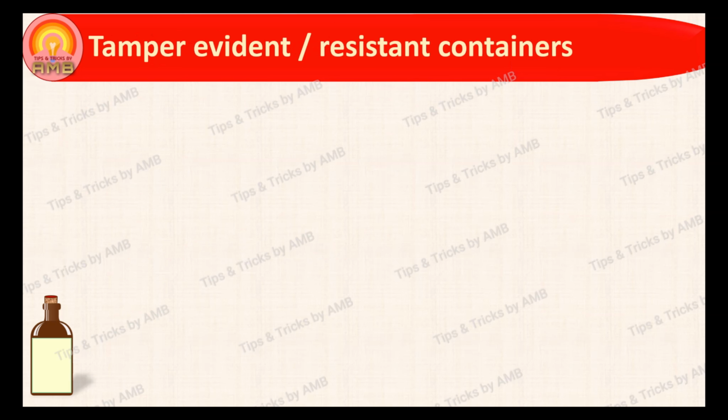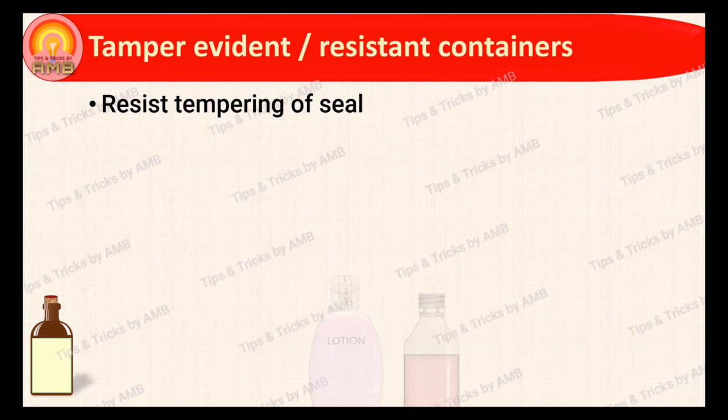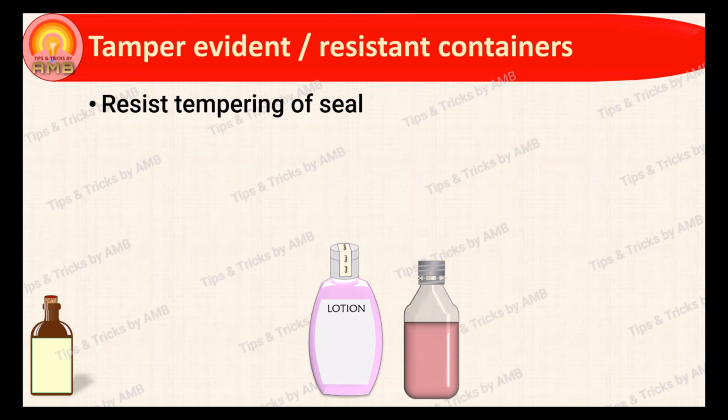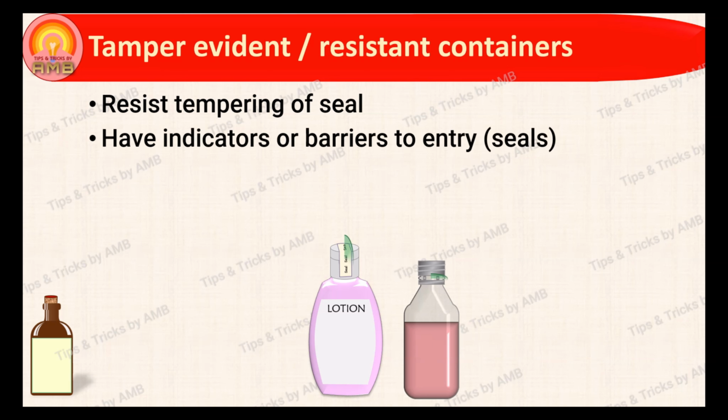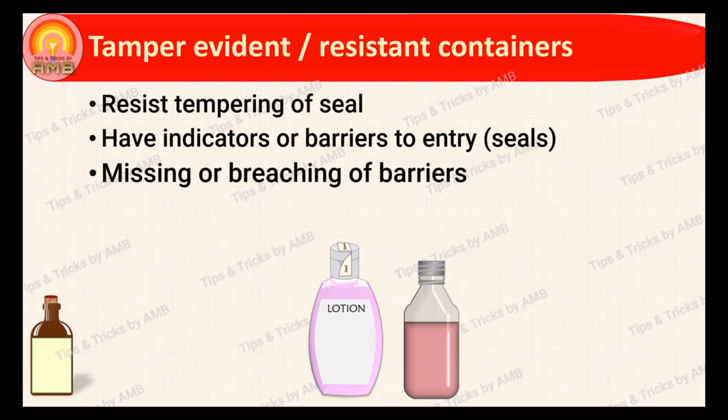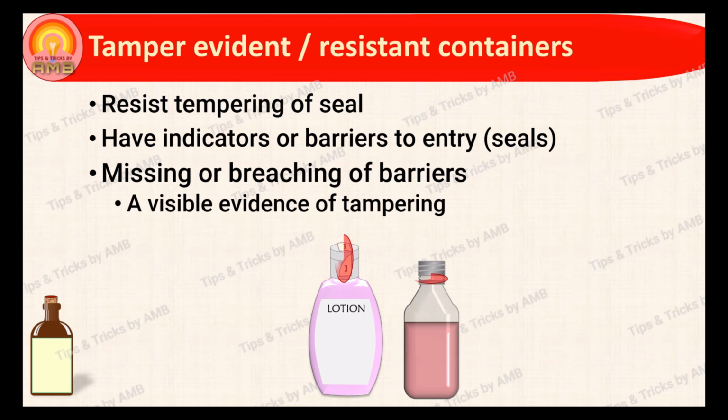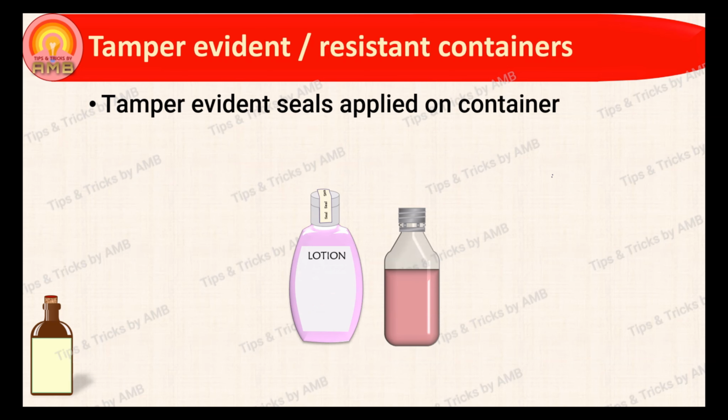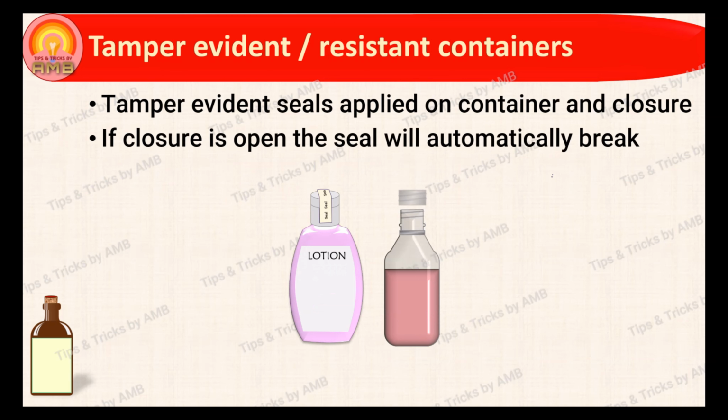Next one is tamper-evident or tamper-resistant container. As the name indicates, these containers resist tampering of the seal or opening, that is, oppose any damage to the seal or opening. These have one or more indicators or barriers to entry or seals. If these indicators or barriers are missing or breached, it is visible evidence to the consumer that tampering has occurred. Tamper-evident seals are applied on the container and closure so that if the closure is opened, the seal will automatically break.